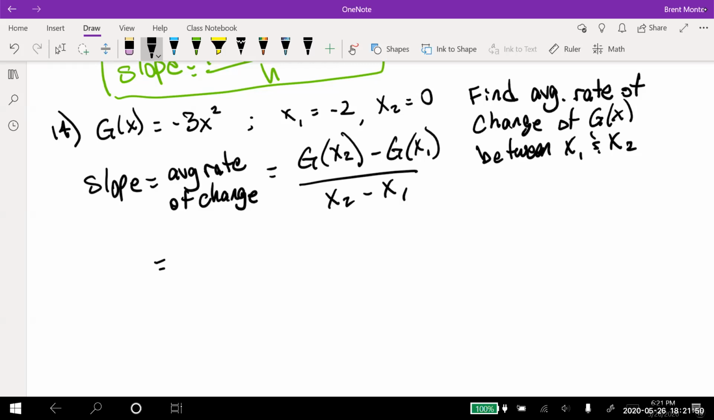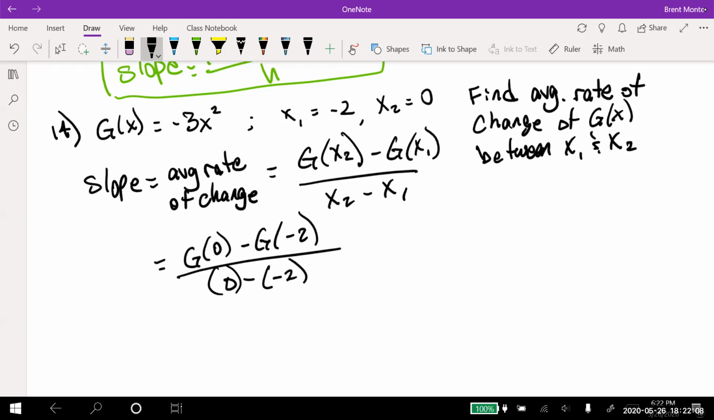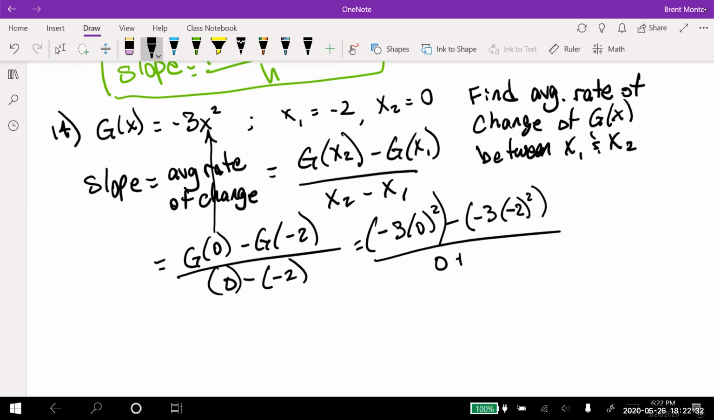If we go ahead and do this, that's g of x2, which was 0, minus g of x1, which was negative 2, all over 0 minus negative 2. We'll put those in parentheses. Well, g of 0 means we go up to the function and plug a 0 in right there. So g of 0 is negative 3 times 0 squared, minus negative 3 times negative 2 squared. So there's my first one minus my second one, all over 0 plus 2.